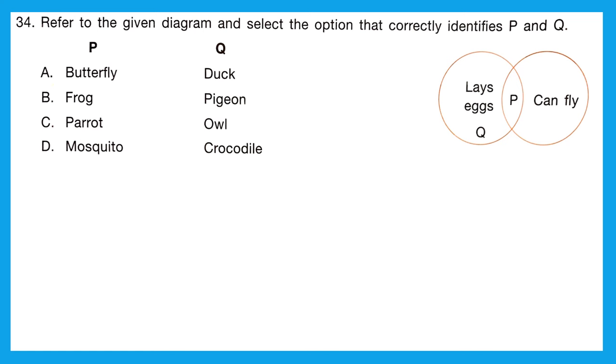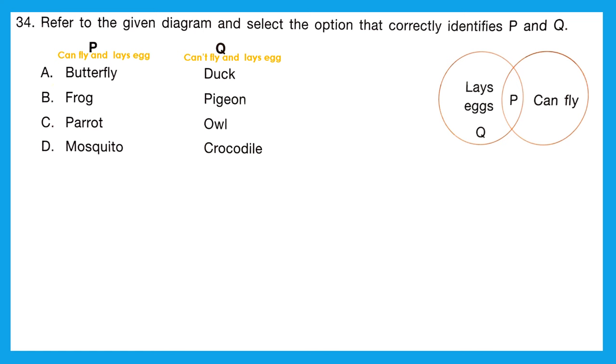That means it refers to the category that lays eggs also and can fly also. So P refers to the ones that can fly and lay eggs also. Q refers to the one that cannot fly but lays eggs. Let's see all the options.